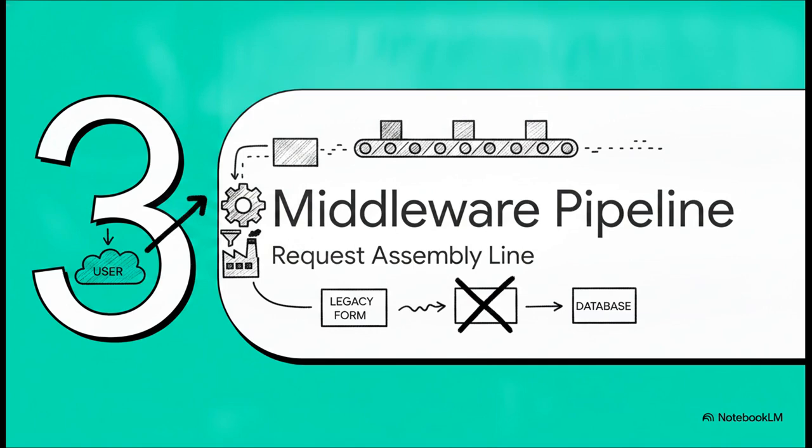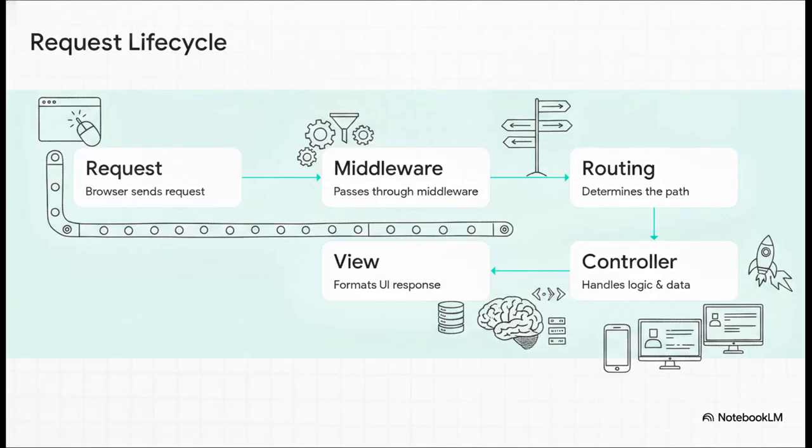Section 3, the middleware pipeline. What's really fascinating here is how a user request actually travels through the system. It's completely different from the old days. Think of it like a highly efficient assembly line. Our browser sends a request, and instead of crashing straight into your database, it enters the middleware pipeline. From there, it hits a routing mechanism that finds the right controller, grabs the data via the model, hands it to the view for formatting, and boom, an HTML response is shipped right back up the chain to the user.